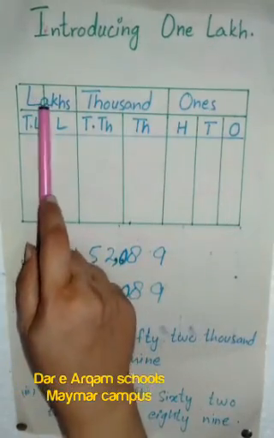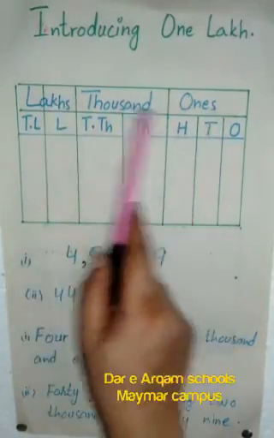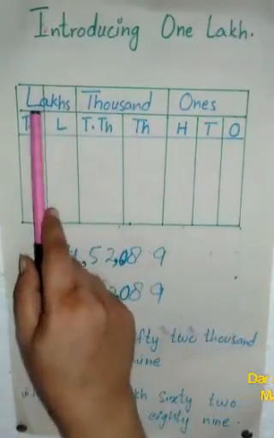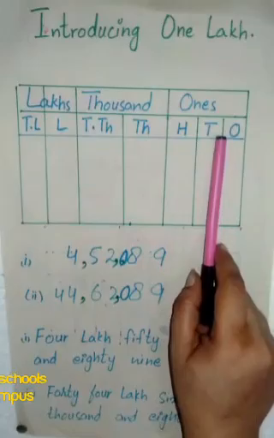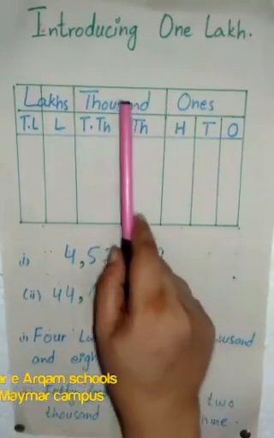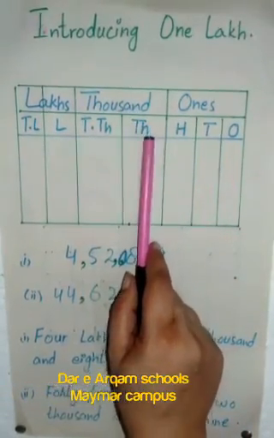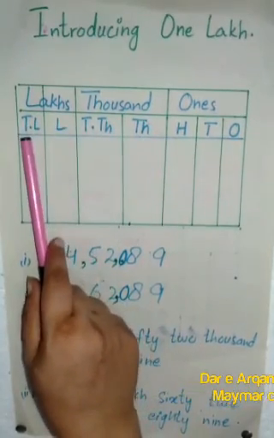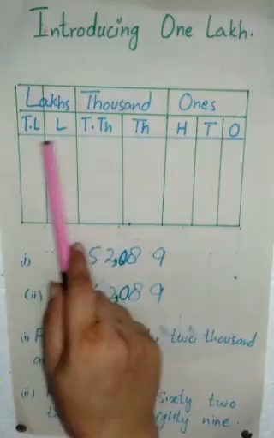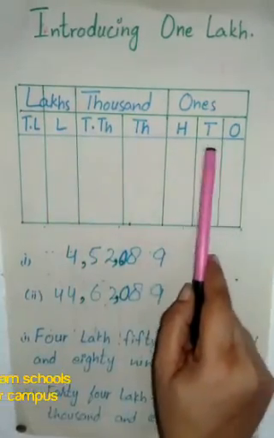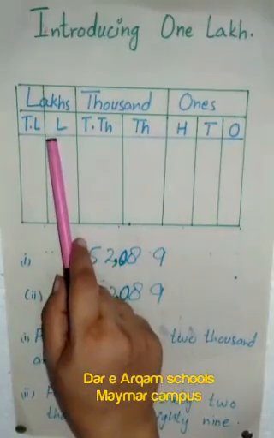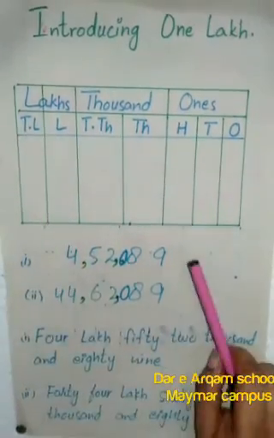Lakh is in the Pakistani system, and for this purpose we have three periods: ones, thousand and lakh. Ones have three place values: ones, tens and hundred. Thousand has two place values: thousand and 10,000, and lakh has two place values: lakh and 10 lakh. And for this purpose we will have our digits 1, 2, 3, 4, 5, 6, 7. A 6 digit or 7 digit number will be included in the lakh period.